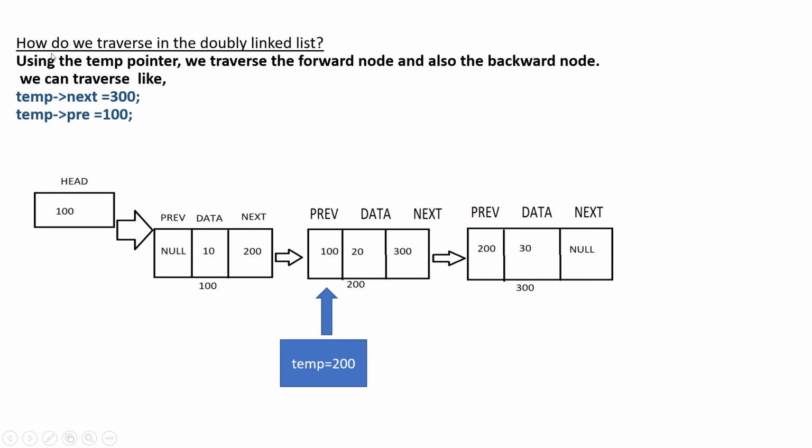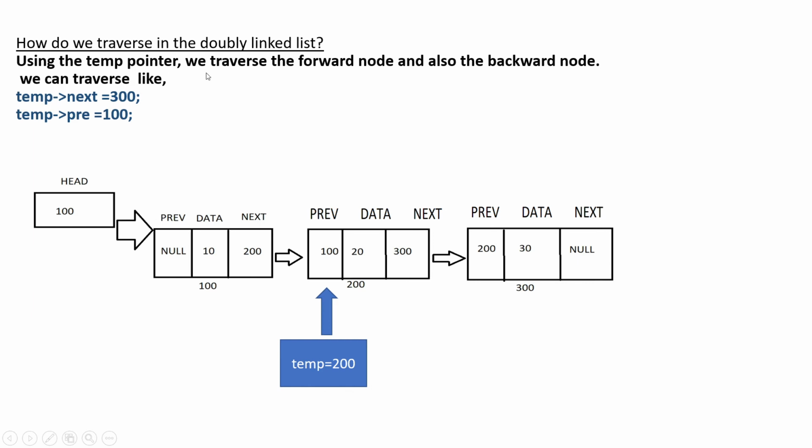Moving on to how we traverse in the doubly linked list. We now understood what a head node is and why it stores the address of the first node. We understood the next pointer, the previous pointer and the data. The data stores the data of the node, the next pointer stores the address of the next node, and the previous pointer stores the address of the previous node.